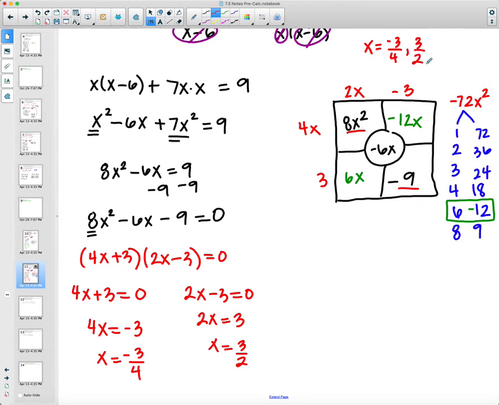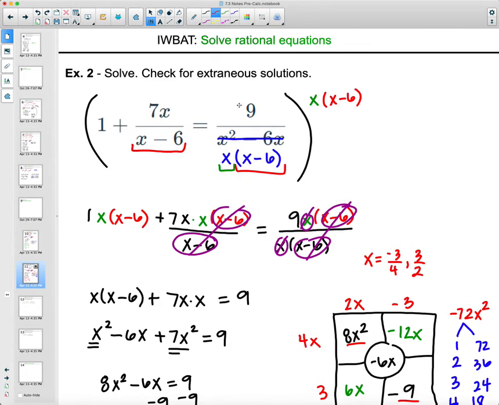So then check those in your original problem, okay, to see if either of those make the denominator 0. So they're not going to make it 0 in this x minus 6, and they're not going to make it 0 in x or x minus 6. So both of these are answers. Neither one is extraneous. So your solutions to this problem would be negative 3/4 and positive 3/2.